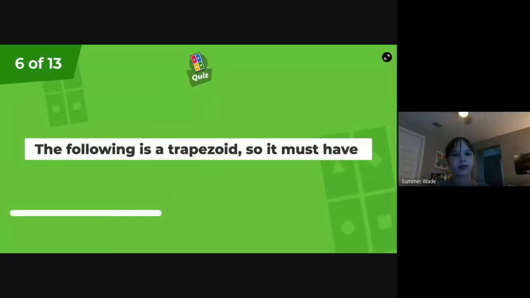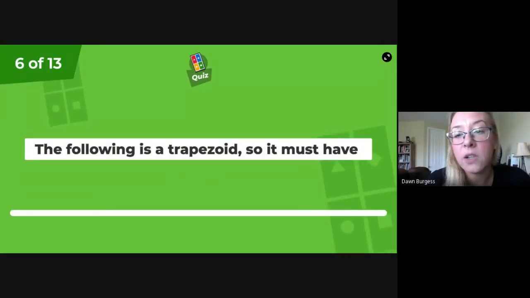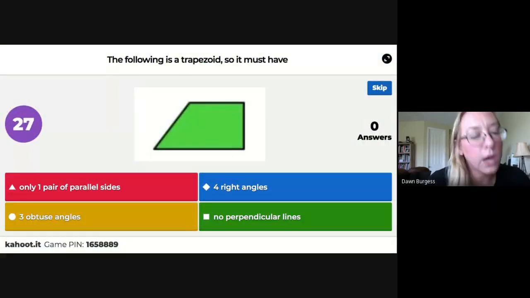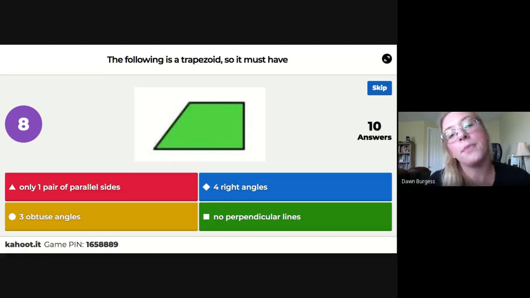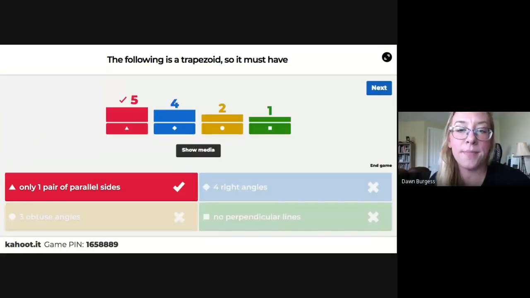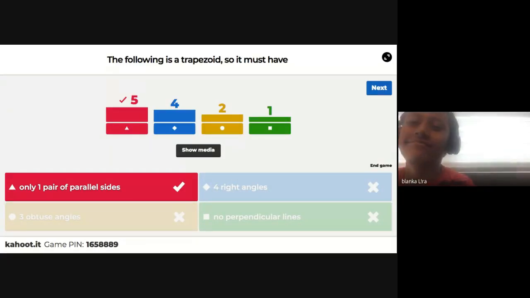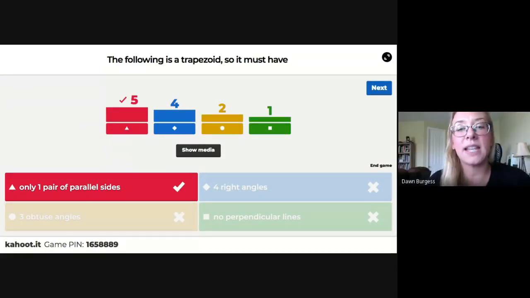I think I have. The following is a trapezoid, so it must have only 1 pair of parallel sides. 4 right angles, 3 obtuse angles, or no perpendicular line. Oh God. I don't know. I'm just guessing now. Those right angles are 90-degree angles. Does it have 4 of them? You get rid of the answers that don't make sense, right?